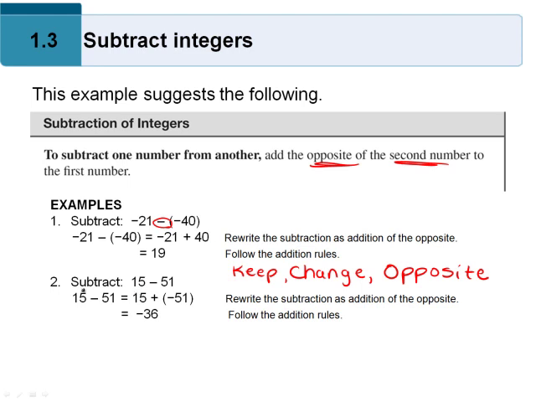Look at this next example. Normally, you can't subtract 15 minus 51 because 51 is bigger. So that's another reason for changing the signs. We keep the 15 the same. We change the subtraction to addition. And we take the opposite of the second number. 51 becomes negative 51. So now we have two different signs. I have to subtract, and I'm going to keep the sign of the 51 because it's the larger number. So we get negative 36.